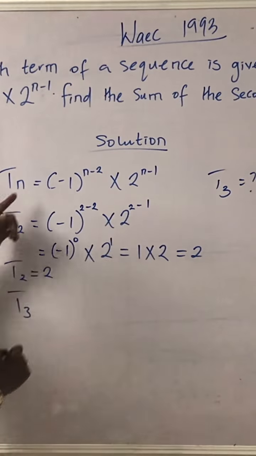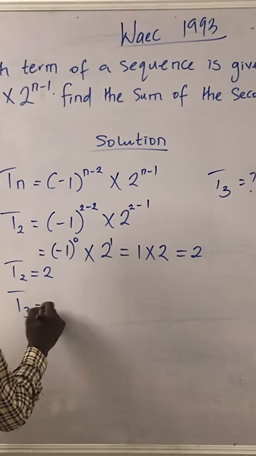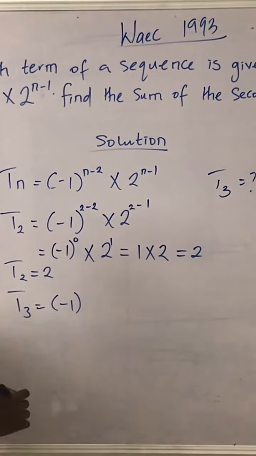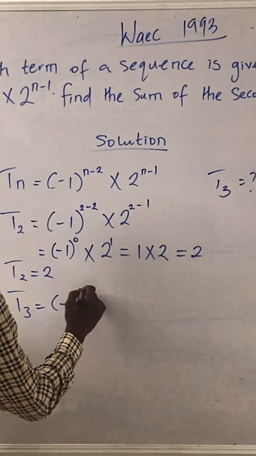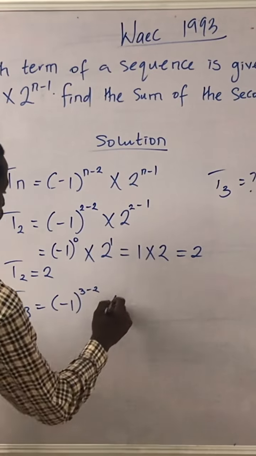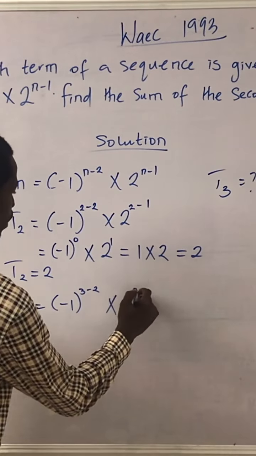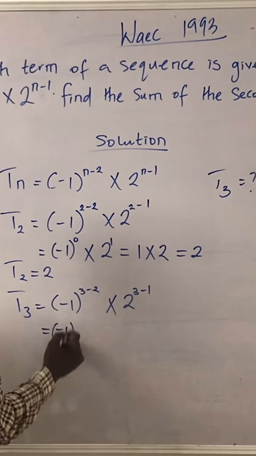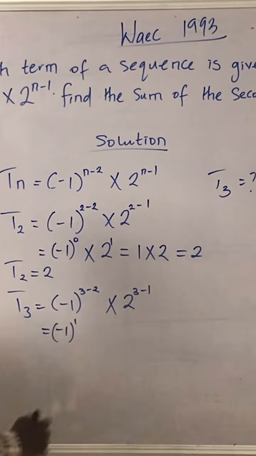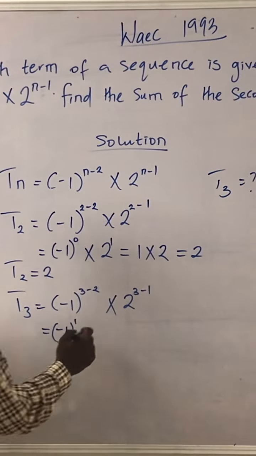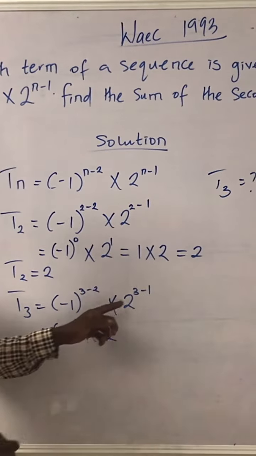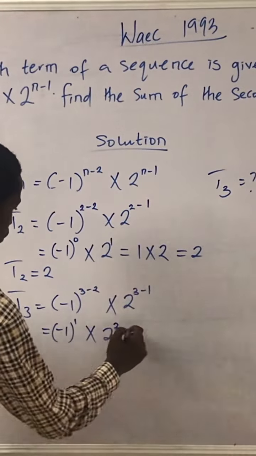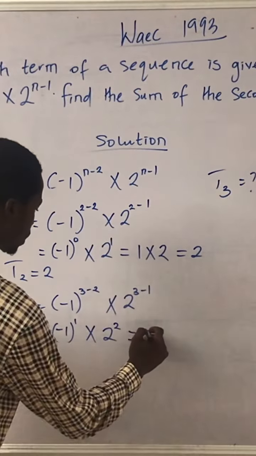Now let's find our T3. Our T3, using this same function, is going to be minus 1, and anywhere we see n in this, we are going to put 3. So we're going to have (-1)^(3-2) times 2^(3-1). And then what are we going to have next? 3 minus 2 is 1, so this is to the power of 1, times 2 raised to power 3 minus 1, which is 2.